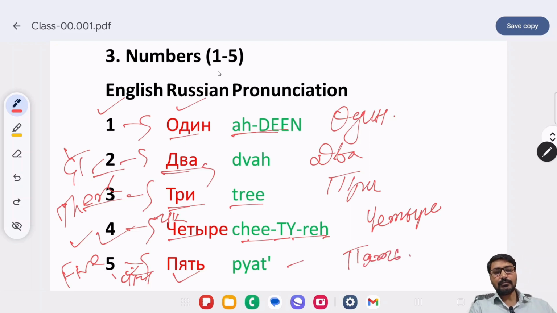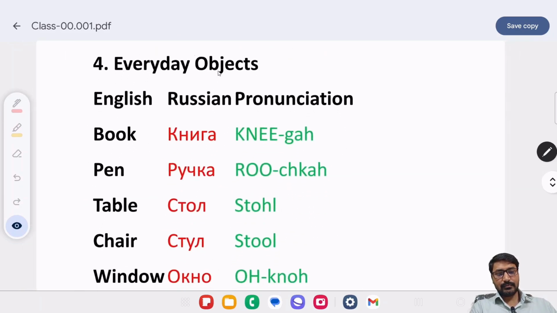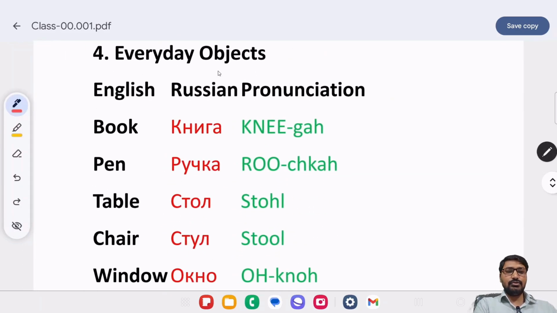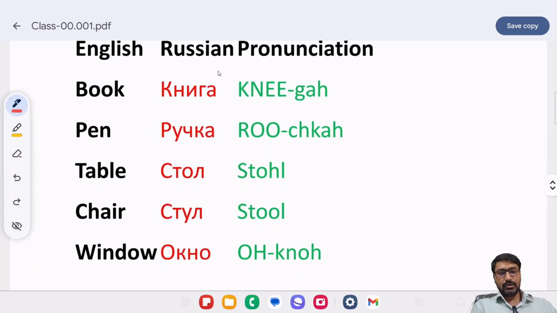So this was the small part for the numbering, how we are pronouncing or calling it. Let's move to another page. So this is everyday objects which you use at home or you daily use, right? So here can you see English, Russian, and then pronunciation. I will write here the written form.